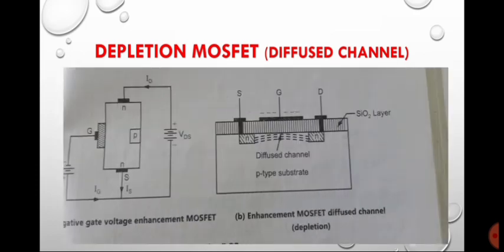Get it? Now let us move towards the depletion MOSFET, which is known as diffused channel. The same circuit diagram is given here. What is the difference? In the last figure, the gate is biased with positive charge, that means the positive terminal of the battery is connected to the gate, but in the case of the depletion MOSFET, the negative terminal is connected to the gate. Otherwise the figure remains the same. Now see, here the channel is diffused, meaning the channel is introduced before any negative charges develop; it is diffused during fabrication. It means the electrons are already present here.